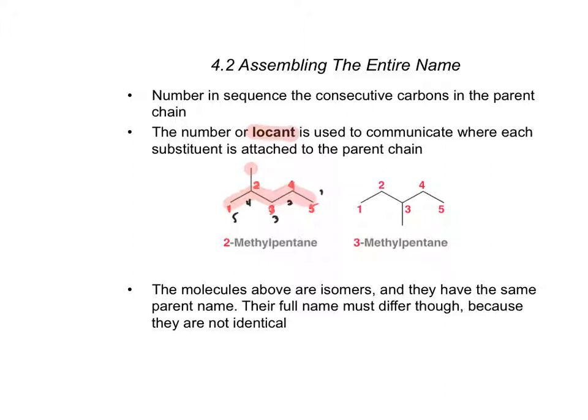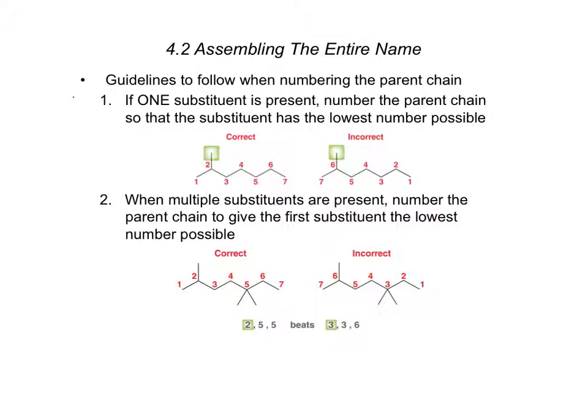And so the first rule in doing that, if you have one substituent, you want to give that one substituent the lowest number possible. So you want to number the parent chain so that your first substituent has the lowest number possible.